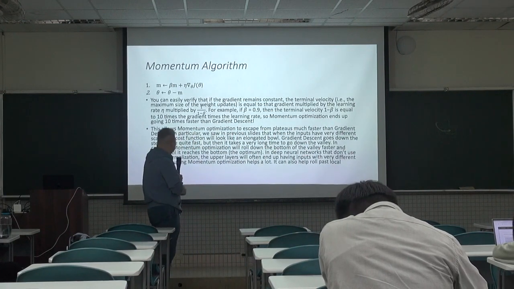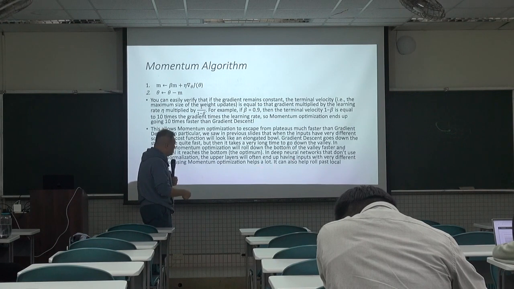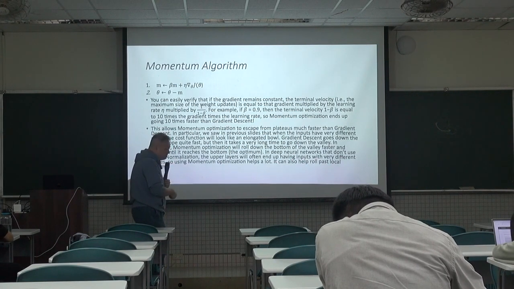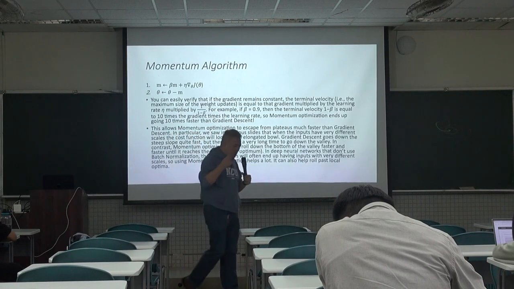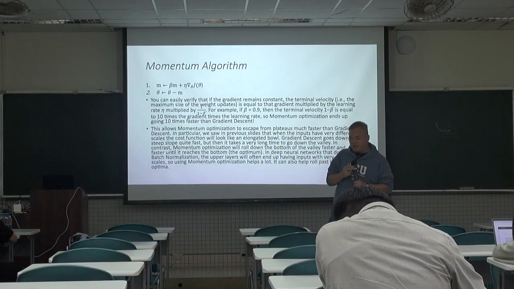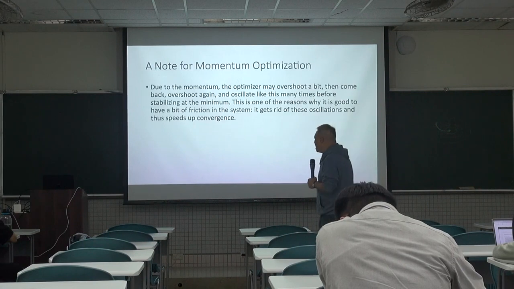If we don't use standardization, the upper layers will often end up having inputs with very different scales, so using momentum optimization helps a lot. It can also help roll past local optima, because if you roll faster, it slightly helps you escape from a local optimum as well. So this is some benefit that we can have if we use the momentum optimization algorithm.